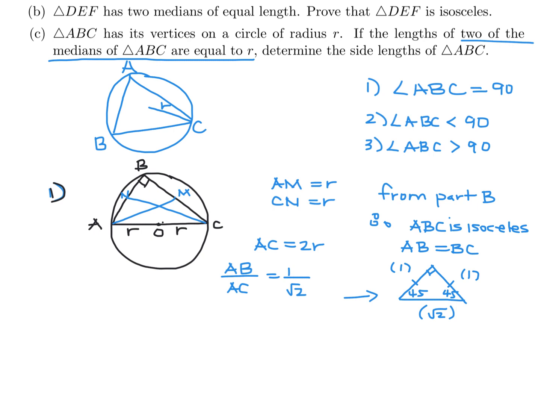So since AC is 2r, we can get what AB is in terms of r. AB over 2r would be 1 over root 2. And therefore AB would be, what would it be? I guess if you cross multiply, it would be 2r over root 2, which is the same as root 2 r. Okay, AB is root 2 r.